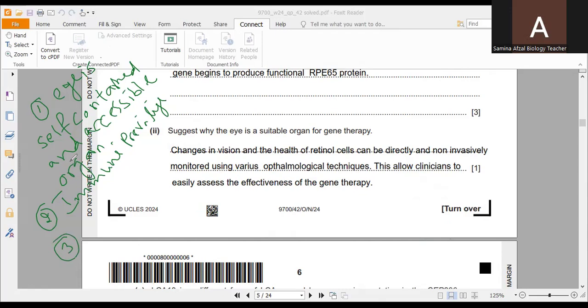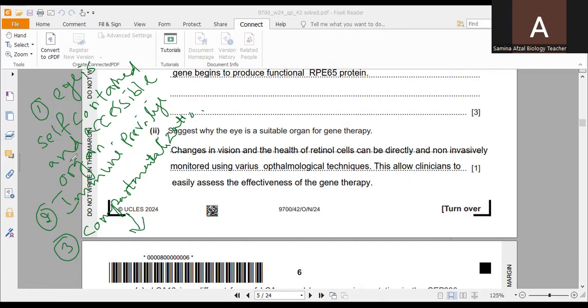And the third reason for suggesting why the eye is a suitable organ for gene therapy is compartmentalization. So what does it mean? The eye's small size and compartmentalized structure allow for precise delivery and containment of the gene therapy vector very easily.